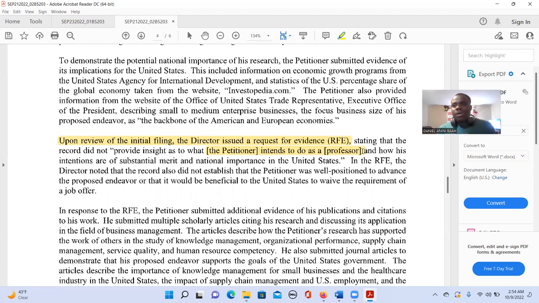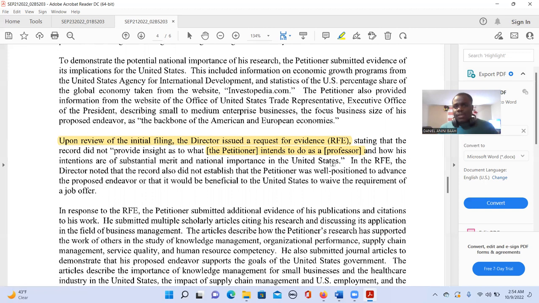So if you are looking at it very well, the professor, you see, there is a difference between your current occupation and what you propose to do, okay? And how his intentions are of substantial merit and national importance to the U.S. You see, at times, be very careful about choosing a very broad field. For instance, if I'm filing and I say, okay, I intend to propose my occupation as environmental scientist. When you take environmental scientist, we have people specializing in water research, air research, land and soil research. We even have an environmental sociologist, a different branch of environmental science. So which aspect of environmental science are you talking about?